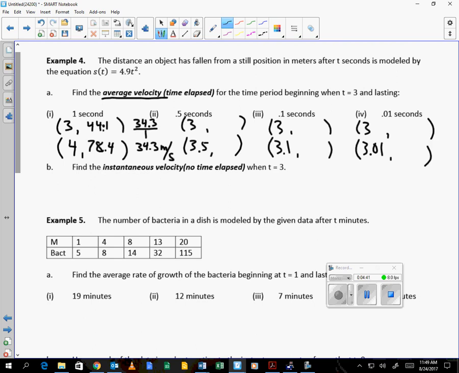When you come up with the slope and the y values, verify them with somebody else so you can make sure that you're doing it correctly.